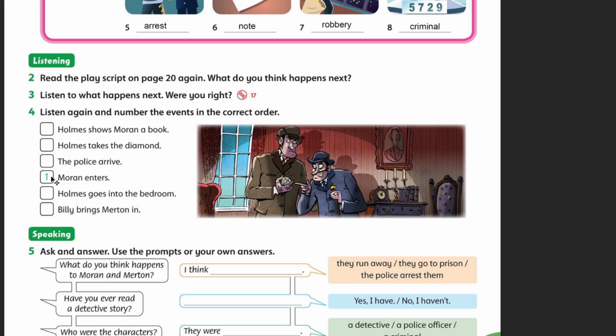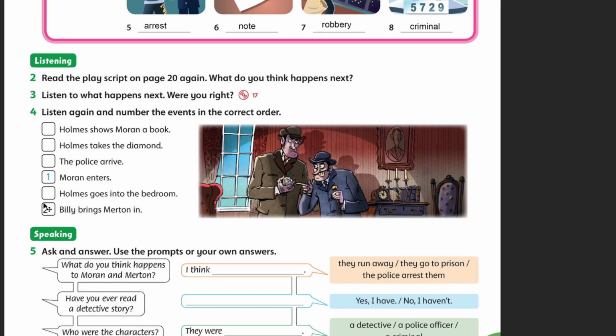What happened next is number 1, Moran enters. And then after that, Holmes talked to Moran, and Moran said that he won't tell where the diamond is. Perhaps Mr. Merton could tell. So he ordered Billy to bring Mr. Merton. And after that, he told Moran that he is writing everything about the stealing in a book, but he cannot complete it yet because he doesn't know where the diamond is.